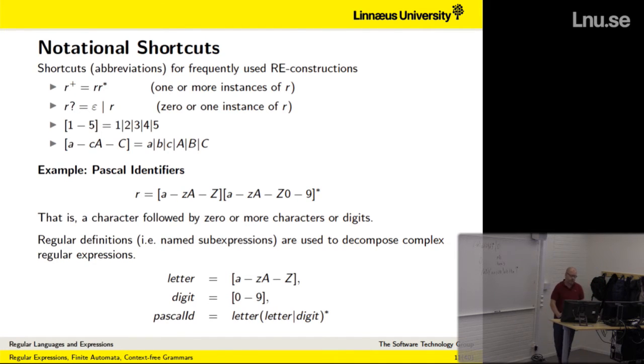And if your regular expression starts to look messy, you should divide them in smaller parts. So for example, you can say that by a letter I mean this one, by a digit I mean this one. Then an identifier in Pascal might be written as a letter followed by any combination of letter and digit. Makes it easier to read. This is how identifiers in Pascal were defined.